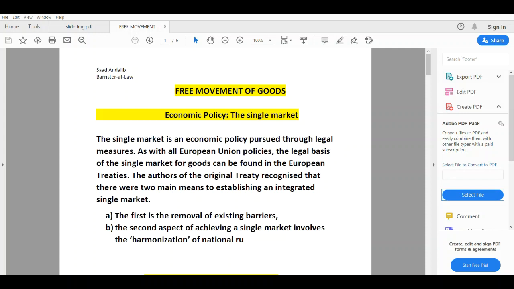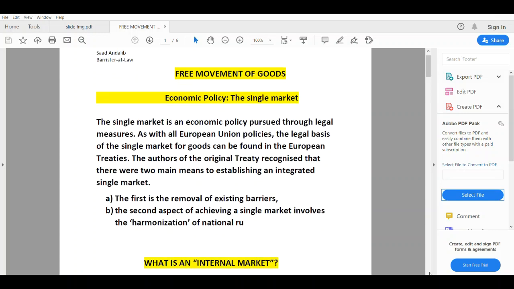And the authors of the original treaty recognized that there are 2 main means of establishing an integrated single market, and those are firstly the removal of existing barriers and secondly the harmonization of national rules. And this harmonization includes harmonizing the measures regulating technical standards and safety requirements as well. The second aspect is sometimes referred to as positive integration, because it requires the introduction of new EU-wide rules and standards to enable a particular product to be sold and used anywhere in the European Union.